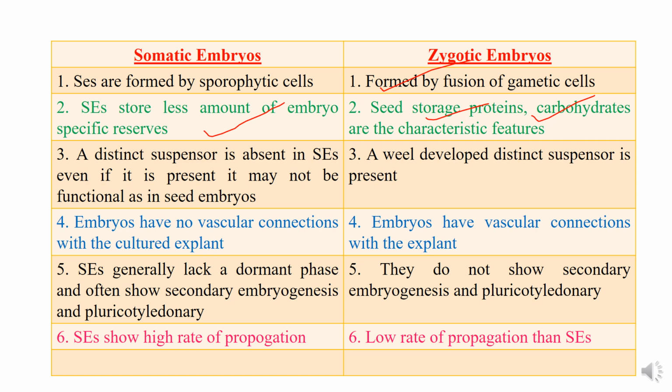In seed embryos, a well-developed suspensor is present. That suspensor anchors the embryo, helps in absorption of nutrient material from the endosperm, and directs the embryo towards the endosperm to absorb the nutrients. But here there is no peculiar role for the suspensor in somatic embryos.